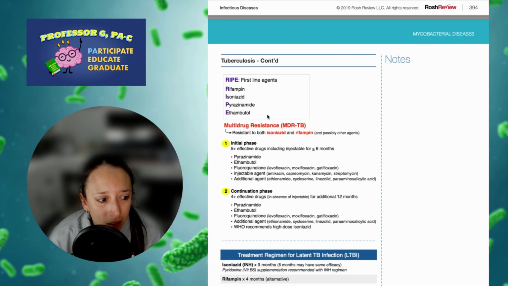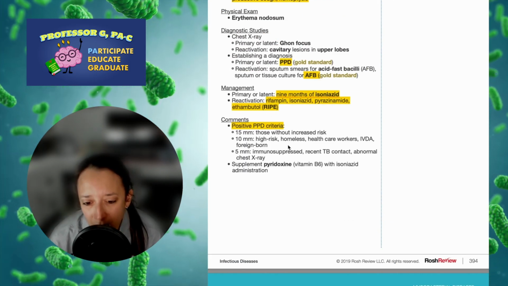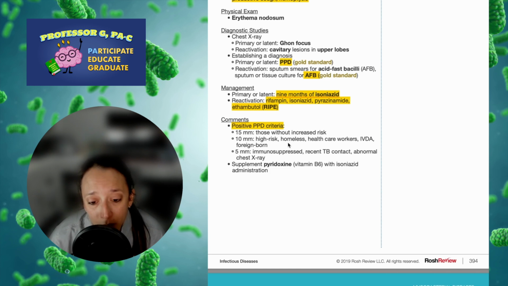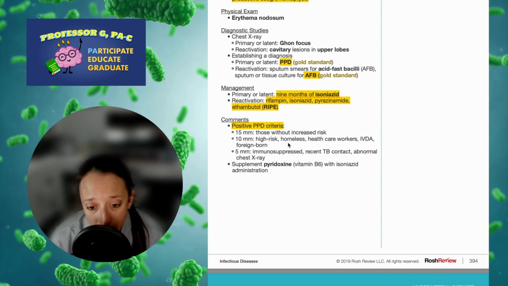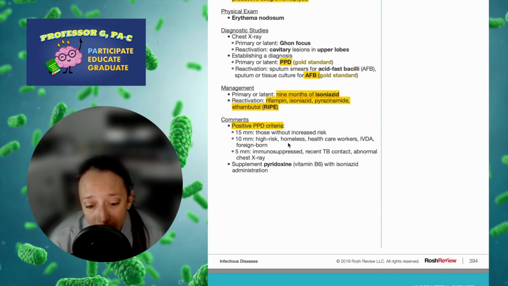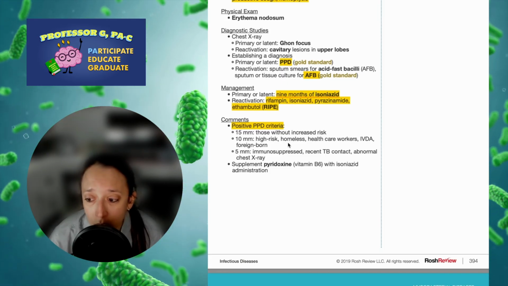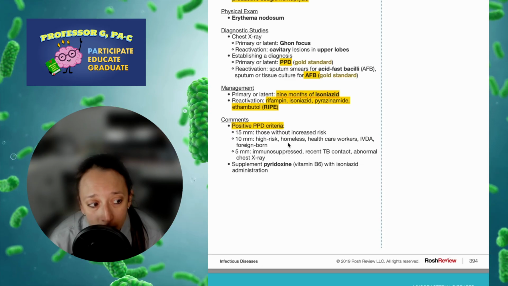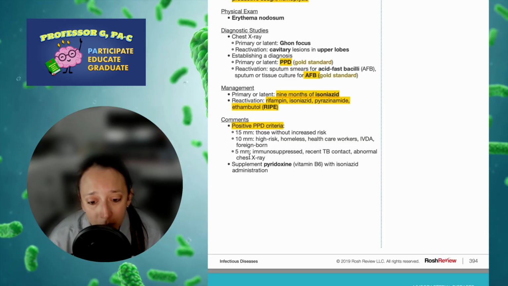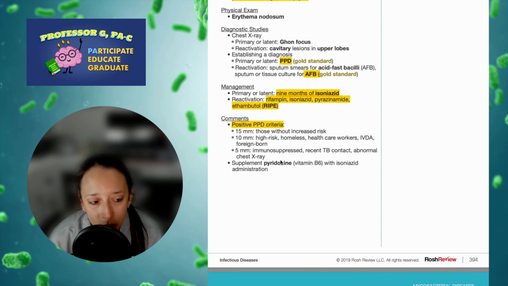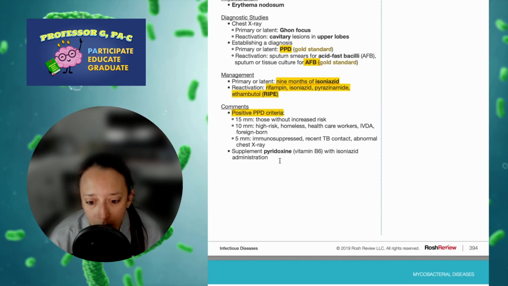Sorry, let me go back. This right here. So positive PPD testing. Anyone with greater than 15 millimeter test is positive, and doesn't matter who you are, you're positive at greater than 15. At greater than 10 millimeters, it's going to be in the high risk groups like homeless, healthcare workers, IV drug users, foreign born people. And then 5 millimeters is going to be the most immunocompromised, recent TB contact, abnormal chest x-rays, transplants, things like that.